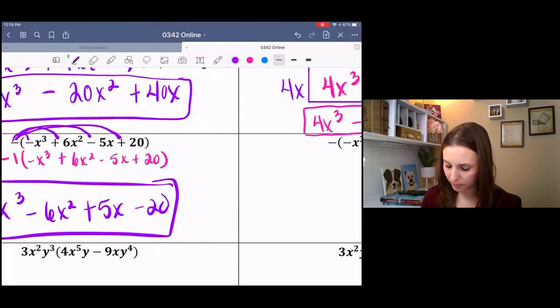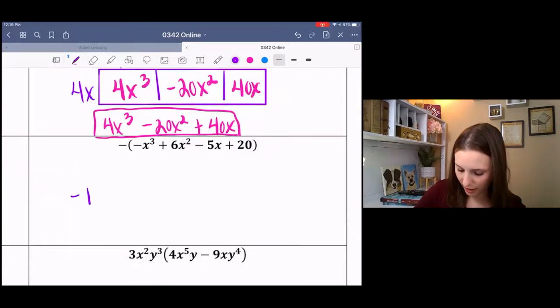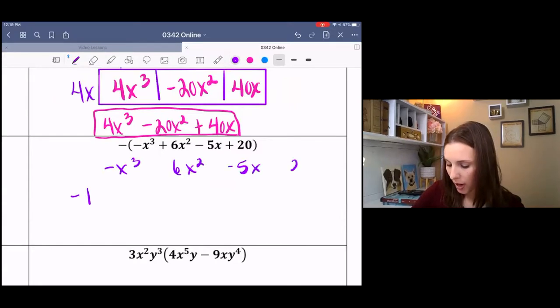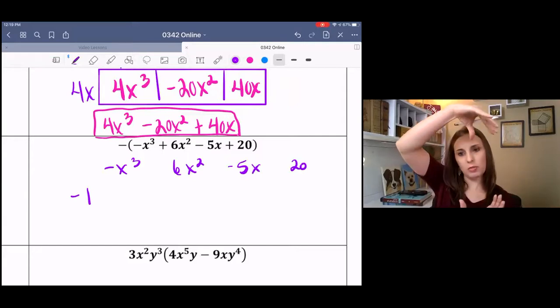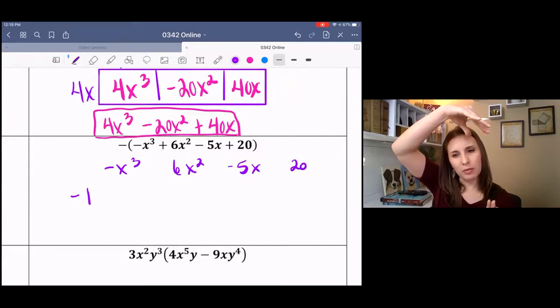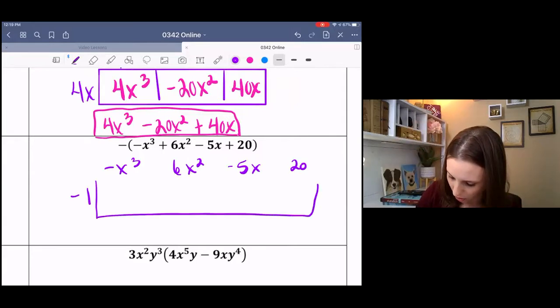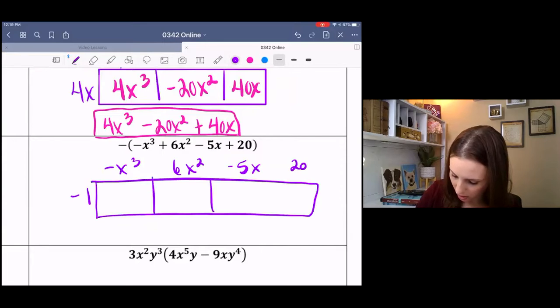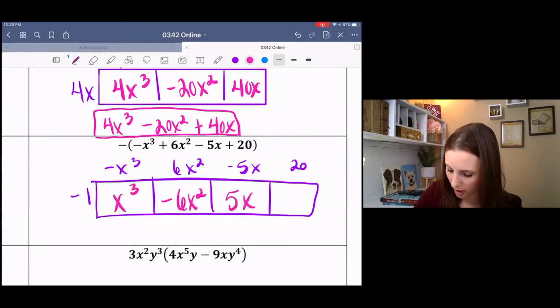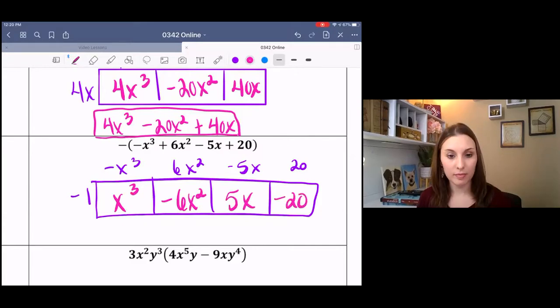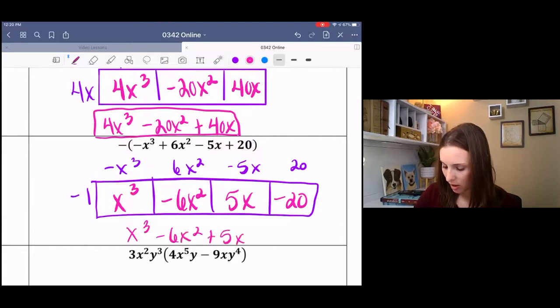In box form, you would just have that -1 out front. You would have these on the top. You can do it the other way, like flip-flopped long ways, but the way I did my notes, it fits better this way, so it really doesn't matter what order you do it. This will be product inside, x to the third, negative 6x squared, positive 5x, negative 20. And that's your answer. So you can see that it's not so bad.